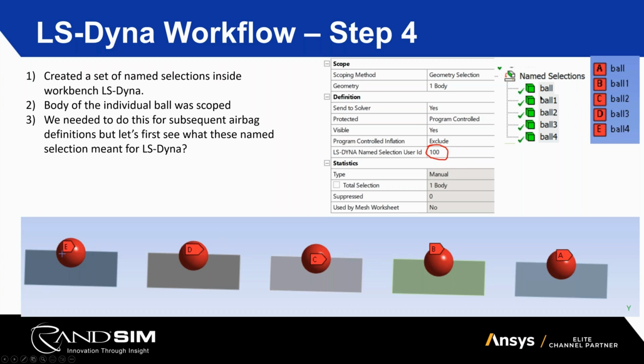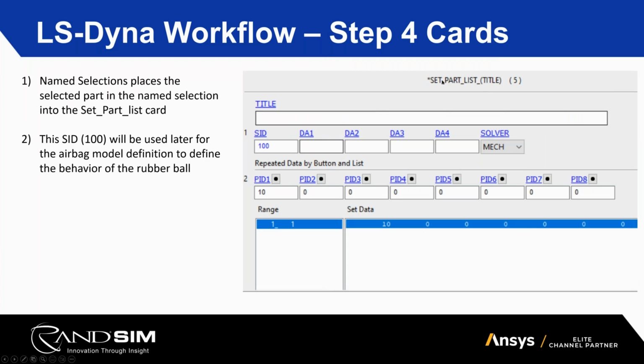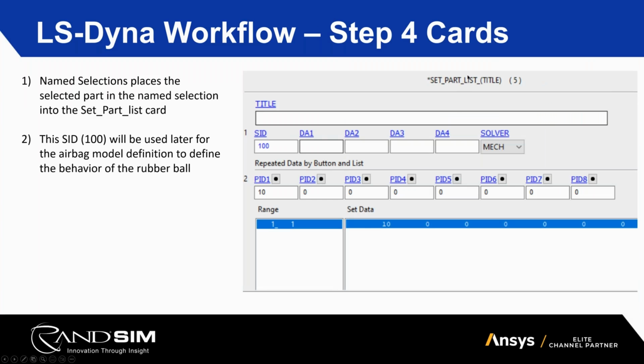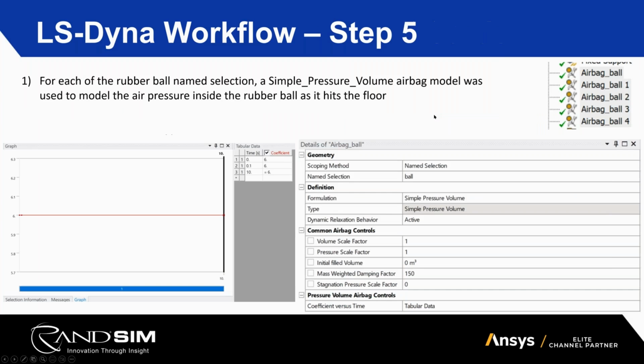So for example, what happens when I generate a name selection inside Workbench LS-DYNA? I'm creating these set part cards, which scope that body into a set. Now, the idea of a set is that you can call on it and then do something with it, right? So now I have 5 different bodies with 5 different set IDs, and these are essentially parts that are becoming part of a set, right? So why did I do that?